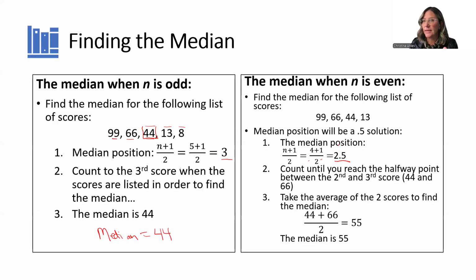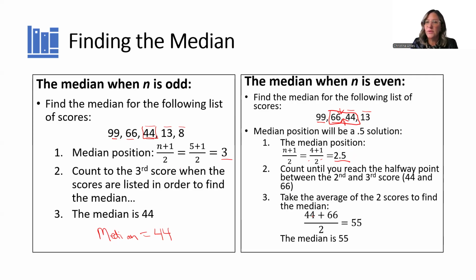Again, that's not your median. That's the position where the median is located. So what you want to do is count until you find that halfway point. So here's 1, 2, and then 2.5 is somewhere in between there. Same as this. 2.5 is in between these two numbers, between 66 and 44. So we have to find the average of those two scores. The median is somewhere between the second and third score.